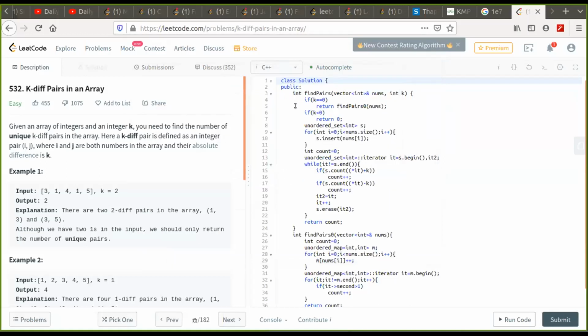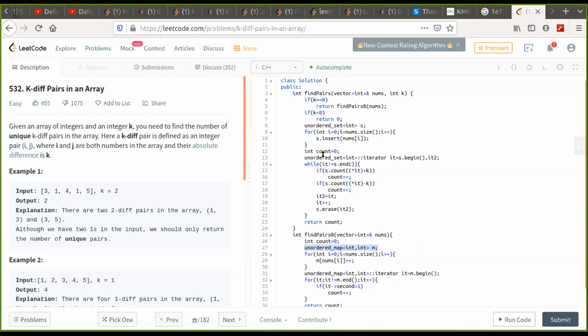Yes. So I have made two cases. Specifically, I've figured out the case for k equal to 0, and in case k is 0, I solved this using an ordered map here. And if k is not equal to 0, for that case, I first used an unordered set and inserted all the elements into it.